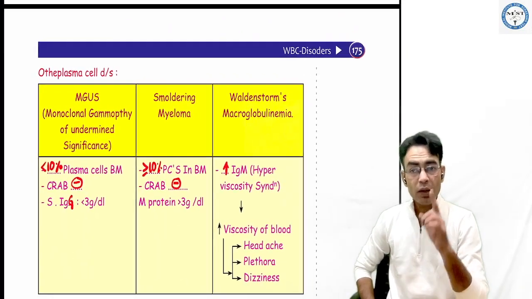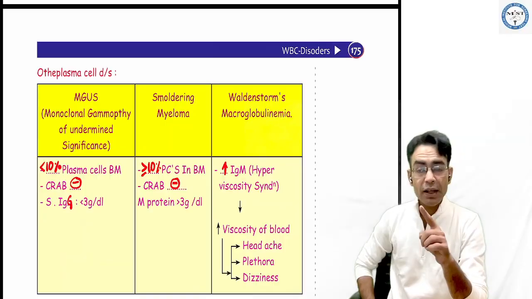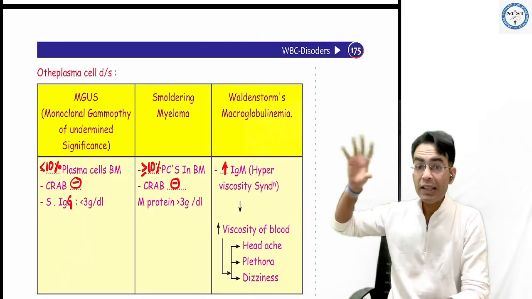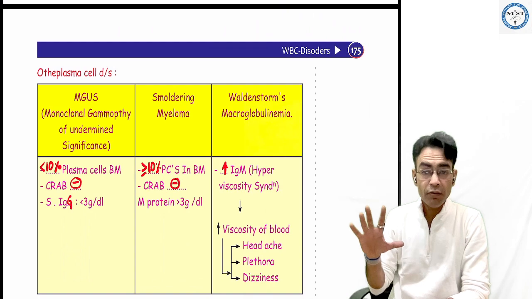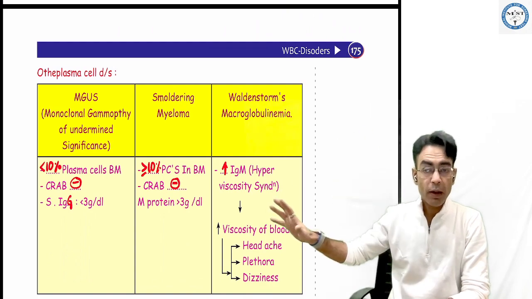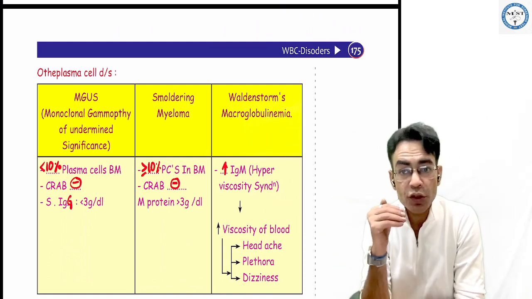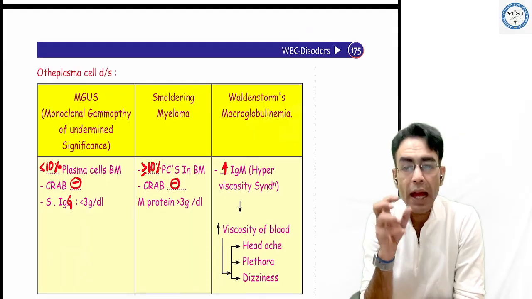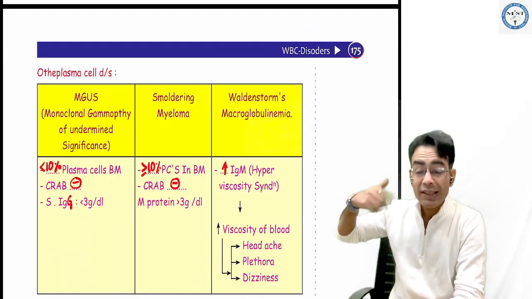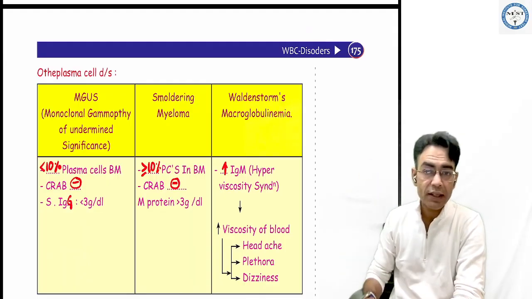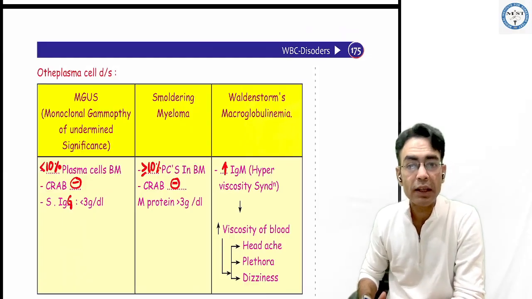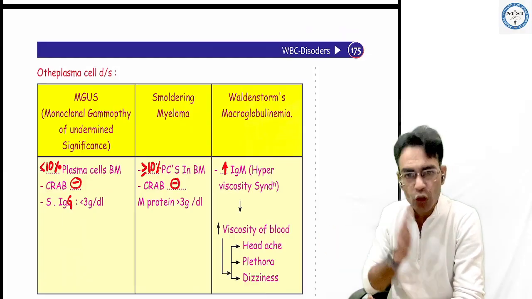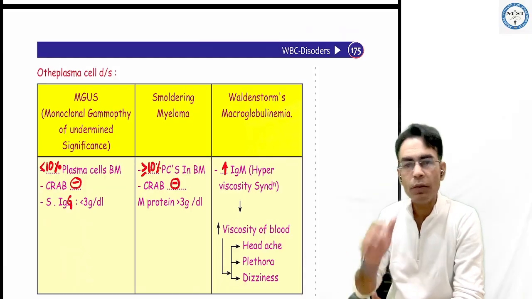We have discussed all about ALL, AML, CML, CLL. I've told you about polycythemia, essential thrombocythemia, and primary myelofibrosis, all about lymphomas and multiple myeloma. Why I did it this way is so that you can just listen to me. In the class also I said the same thing, so you'll remember what I said in the classes. I hope this revision video will help for covering the WBC disorders. So just quickly go through topic by topic and you'll be okay.